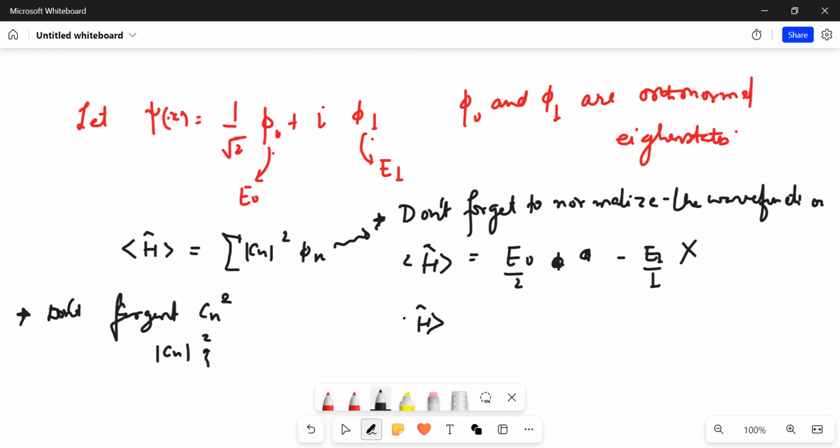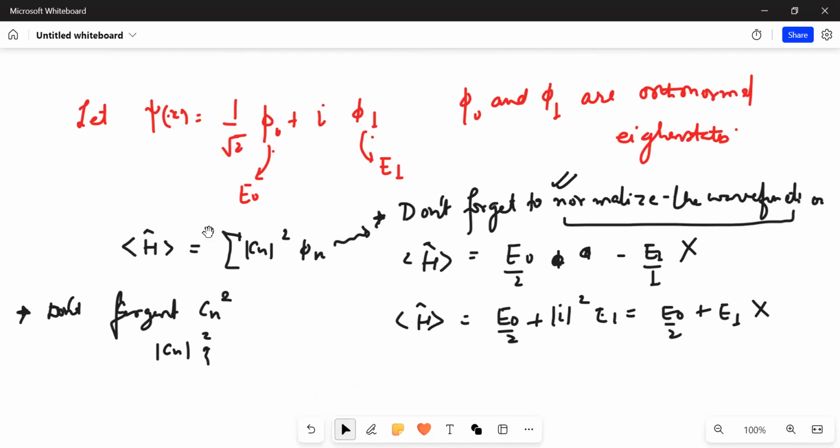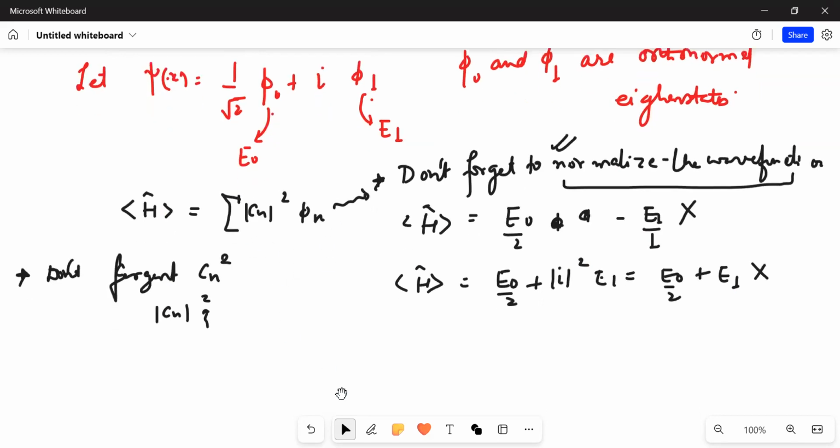Even if you write Cn mod whole square, it will come as E naught upon 2 plus mod iota whole square times E1, so the answer would be E naught upon 2 plus E1. Again, this is an incorrect answer. Why? Because we have forgotten to normalize the wave function. So please do remember to normalize the wave function before executing this formula, because we derived this formula only after having normalized our wave function psi.